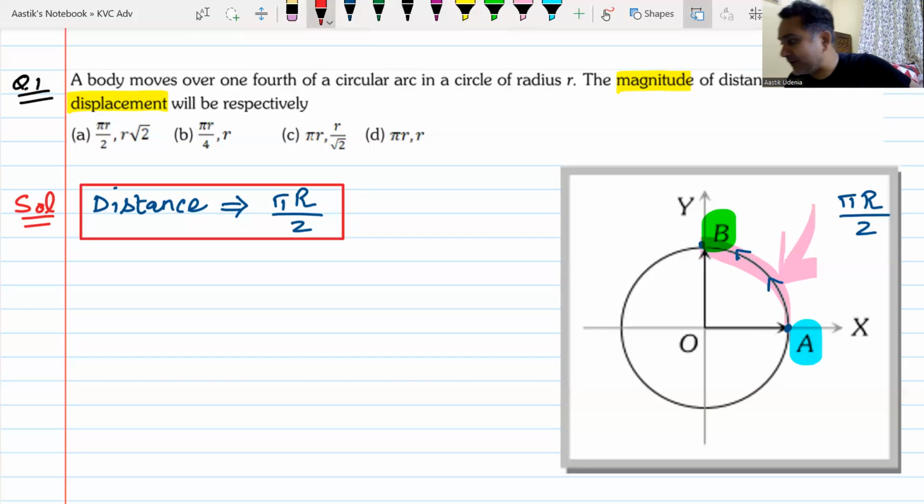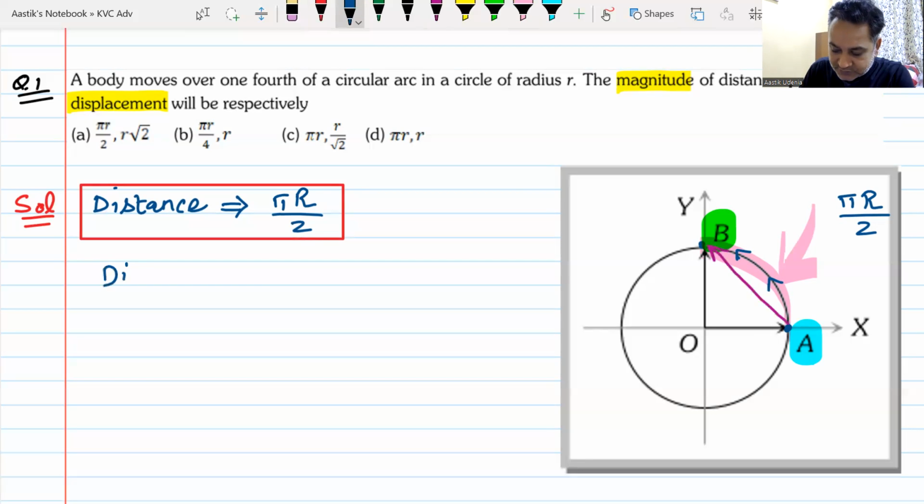Now, if you talk about displacement, how will you find out the displacement? To find out the displacement, you will draw a vector from A to B. I cannot draw it straight, but you have to draw a vector from A to B. The vector AB is your displacement. Yes or no? Yes, sir. So my displacement is the vector AB.